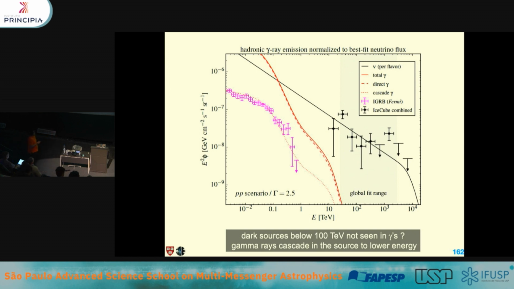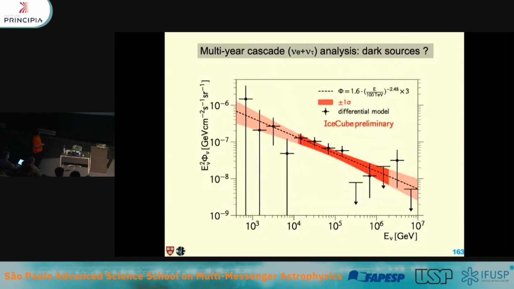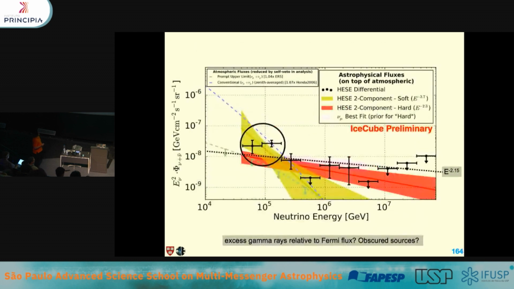So the observation of neutrinos at a relatively high flux in the tens of TeV energy range suggests that the sources of astrophysical neutrinos may be dark in gamma rays, right? So maybe we are seeing something that is an intrinsic opacity of the sources in gamma rays. So this is another way to look at this excess of low energy neutrinos that is contributing to this excess.